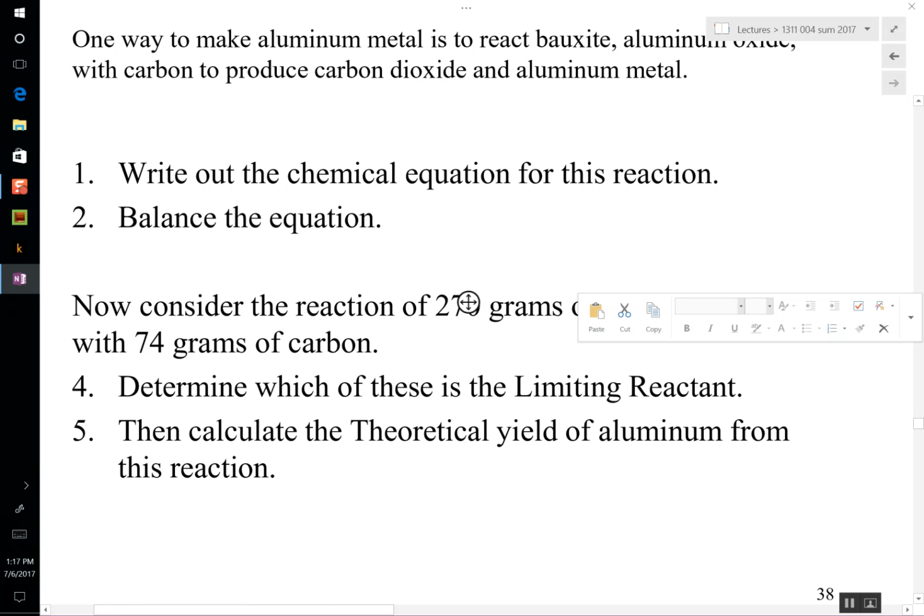4 and 5 are limiting reagent problems. So you're given iron(III) oxide and hydrogen, the weight of each of those, and you have to determine how many moles of iron that's going to produce. Number 5, you're given a weight of aluminum and a weight of HCl. Which one is your limiting reagent? So there are 2 more limiting reagent problems right there.